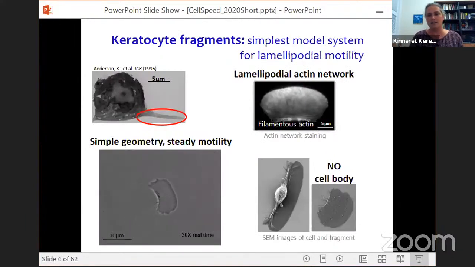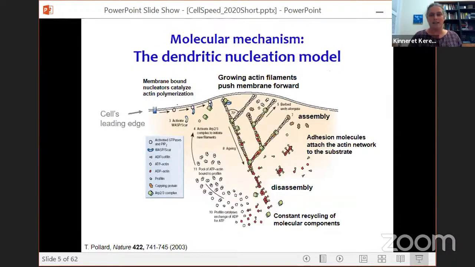I'll simplify my model system even further and focus on these fragments, which are basically standalone lamellipodia, which contain the actin network that drives this type of movement, surrounded by a membrane and not much else. The basic molecular mechanism for this type of motility has been understood for quite a while, at least in gross details.